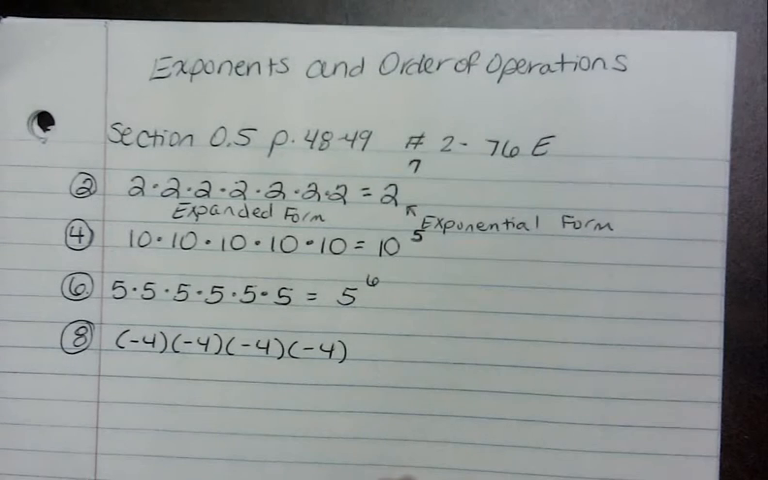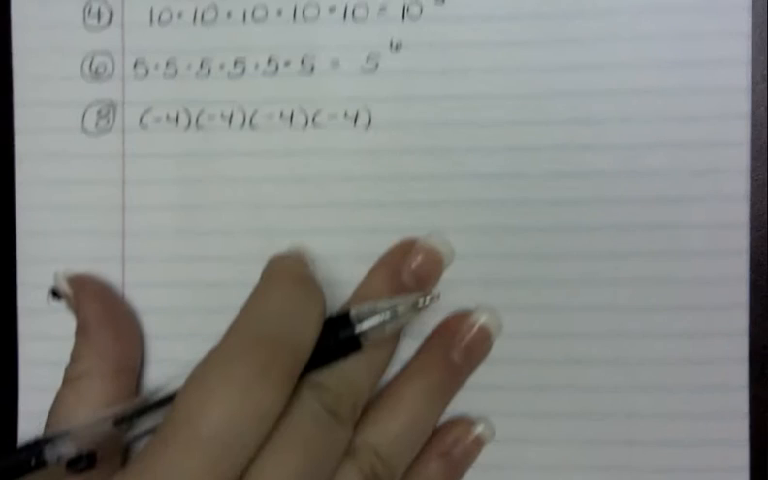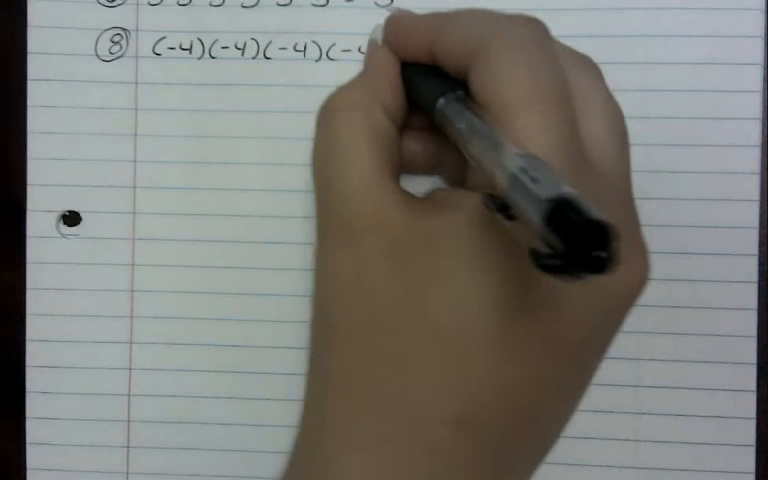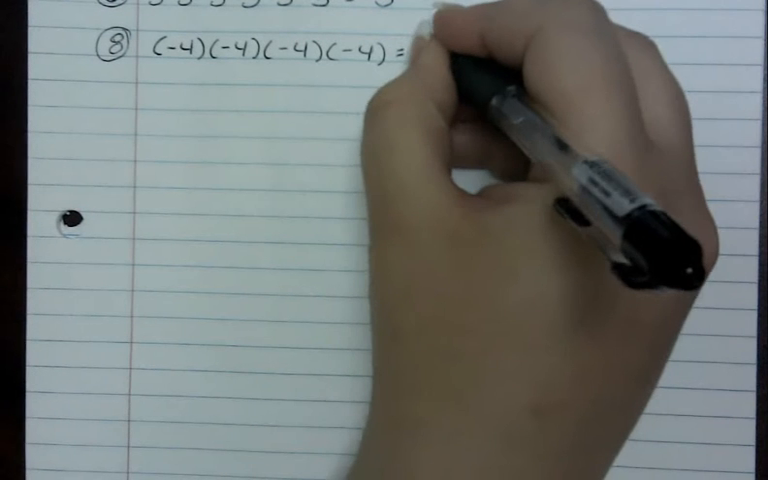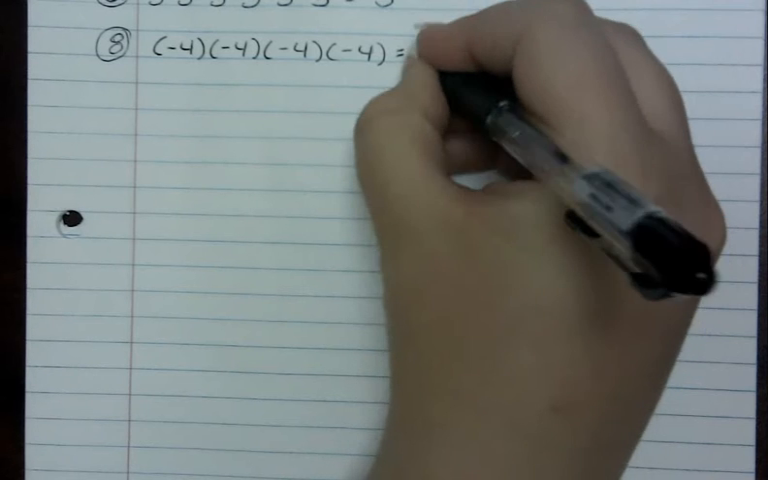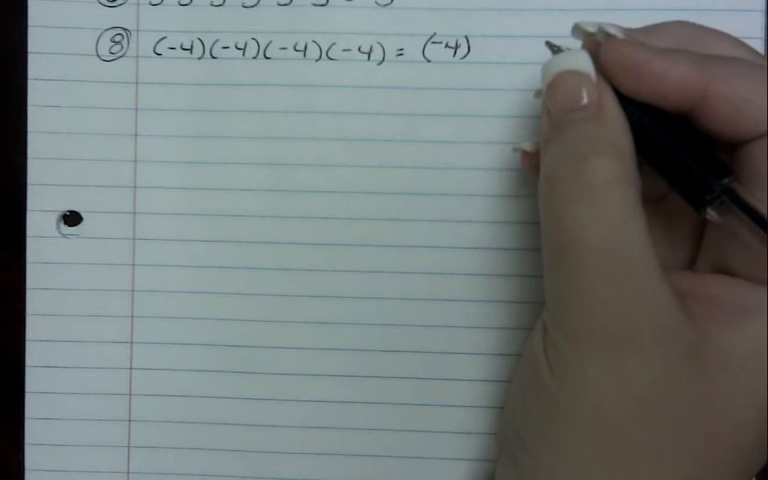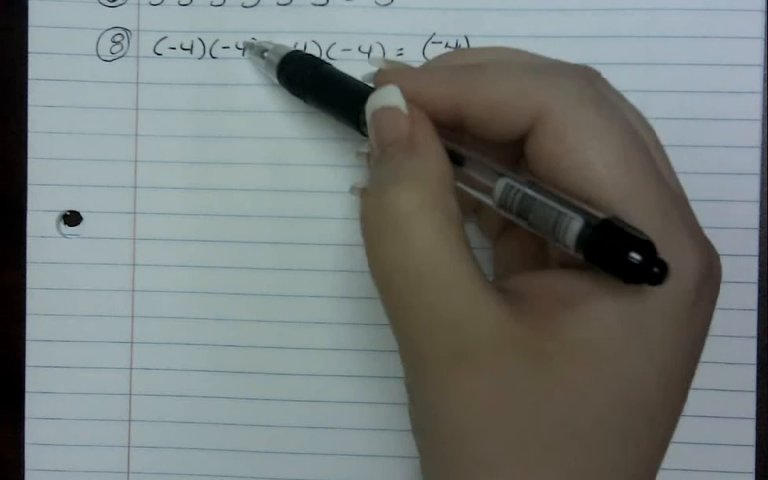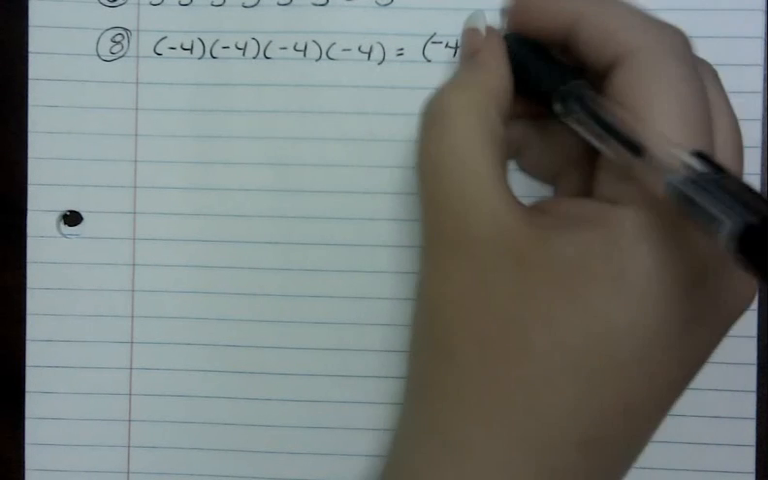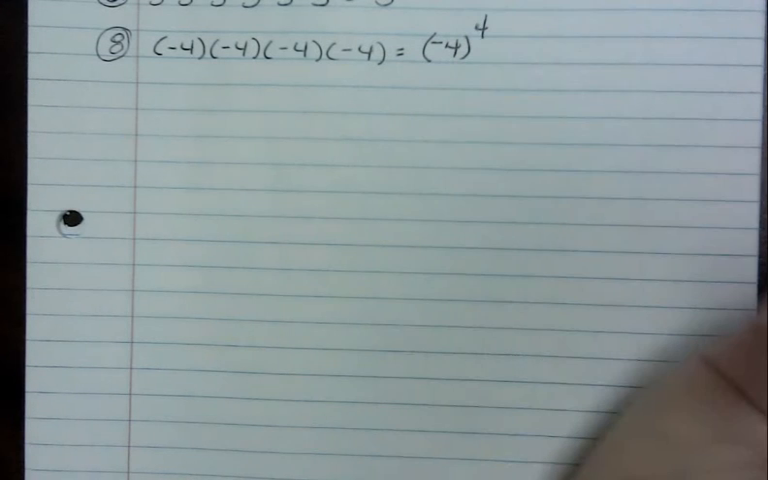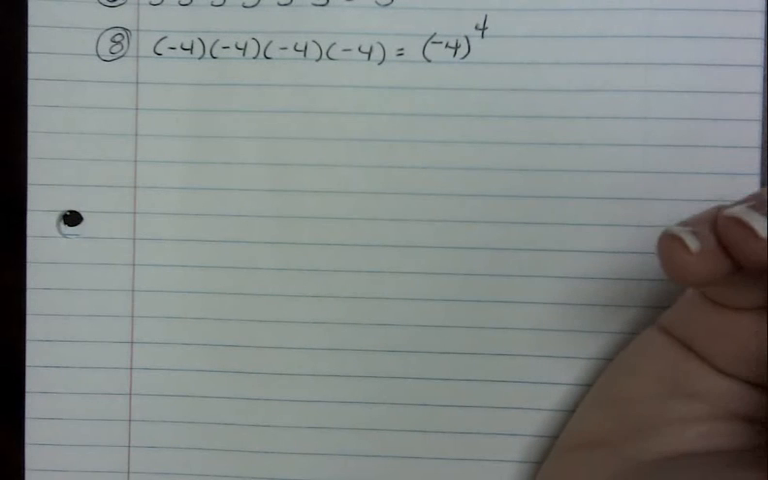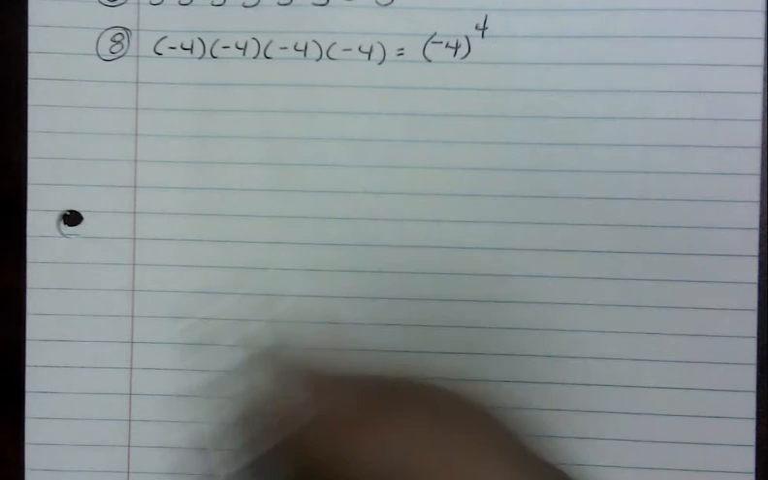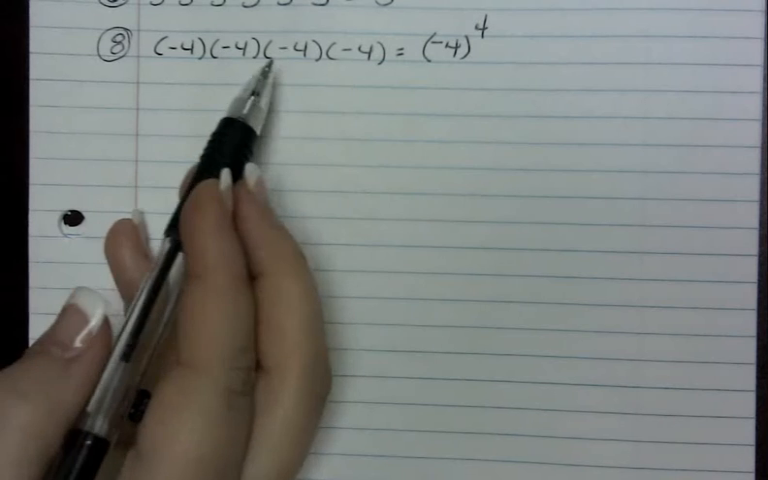Now number 8, they got a little tricky on number 8 because they added that negative in there. So we have -4 for our base, and we do have to have those parentheses in there. And we have 1, 2, 3, 4 of those. Okay, so that's written in exponential form. So -4 in parentheses raised to the 4th power means -4 times -4 times -4 times -4.